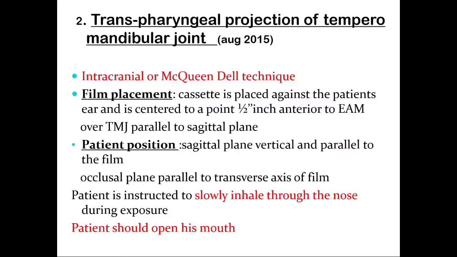Next is the transpharyngeal projection of the temporomandibular joint. In this, again, the film is placed such that the cassette is placed against the patient's ear, centered half an inch anterior to the external auditory meatus, over the TMJ of interest, parallel to the sagittal plane. And the patient position is such that the sagittal plane is vertical and parallel to the film. And you ask the patient to open their mouth wide.